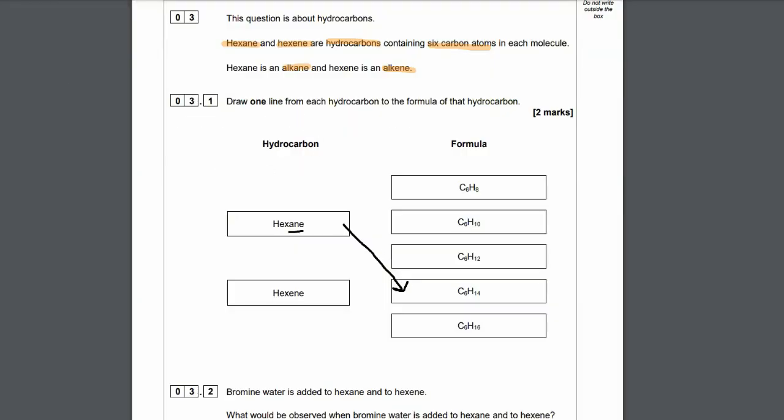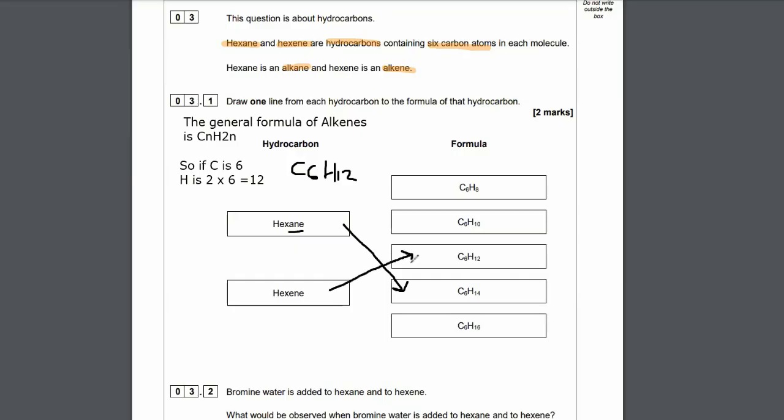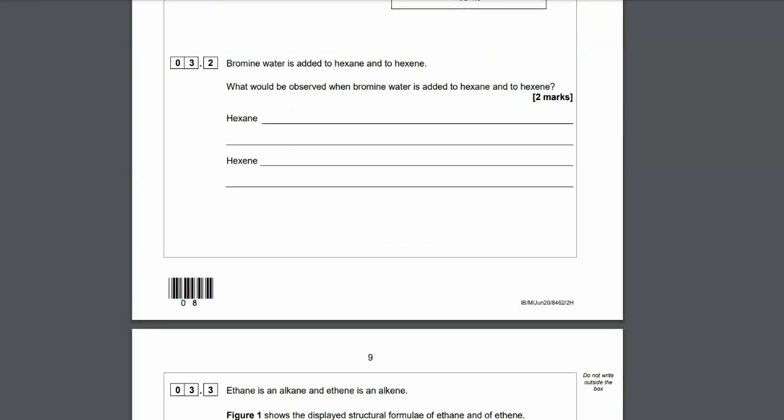Now let's do alkenes. Alkenes have the general formula, which you need to know off by heart, CnH2n. So if C is 6, what is H? H is 12, you just times it by 2. So we're looking for the formula C6H12, and just draw a line from hexene to that one. Boom! Let's move on.